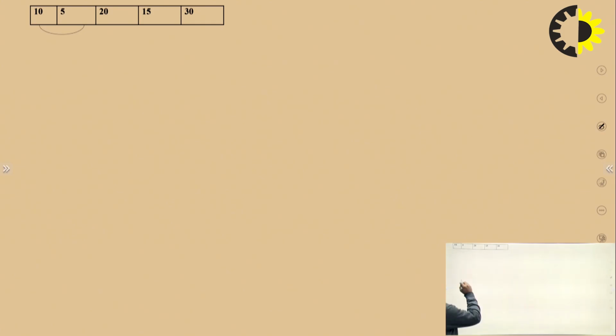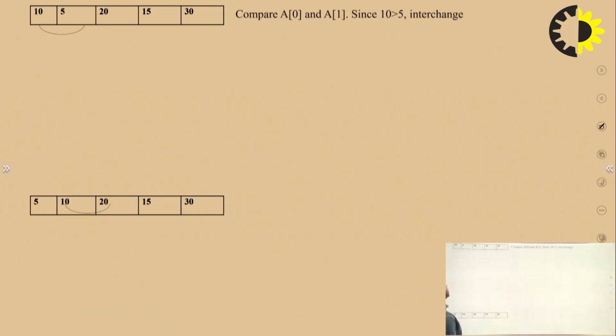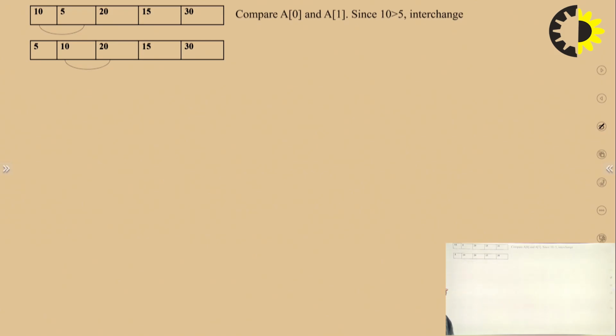Now in pass 2, again we compare the first two elements, 10 and 5. We see 5 is lesser than 10, so an interchange will take place. After the interchange, 5 is placed at the first position and 10 at the second position. Again we compare 10 with 20. We see 10 is lesser than 20, so no interchange will happen. So we get the same as it is.